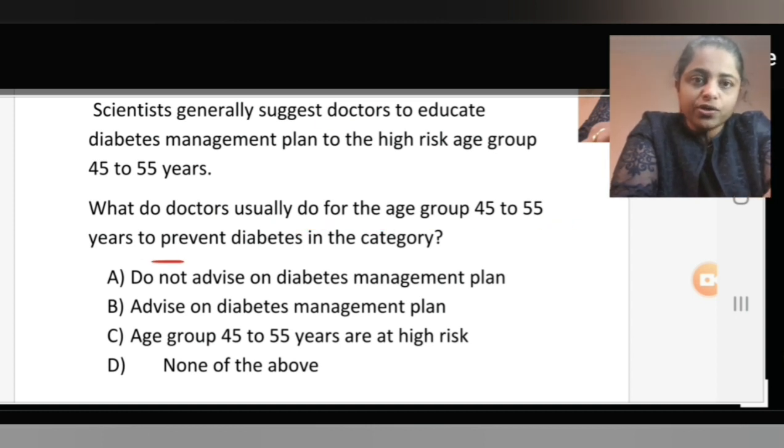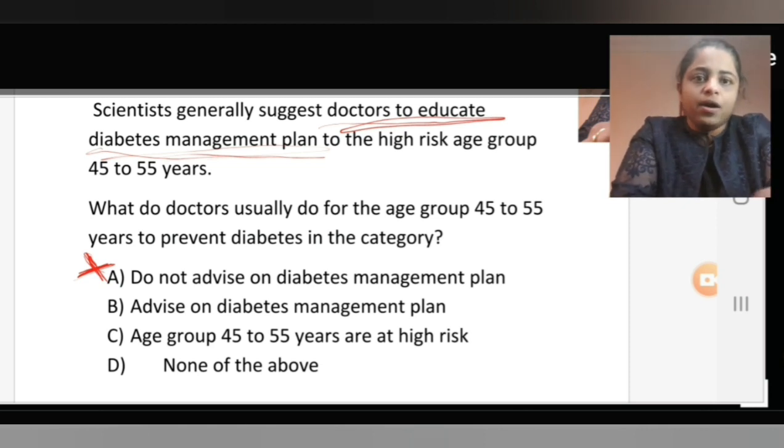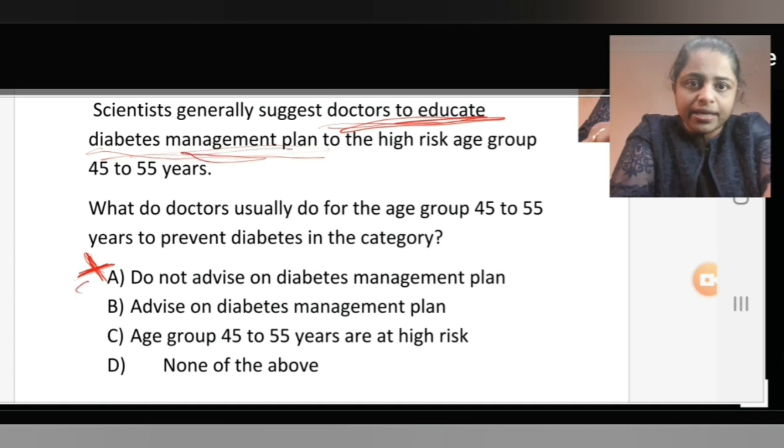If you go to the text, the first option says donate advice on diabetes management plan, whereas the text clearly says doctors to educate on diabetes management plan. That is entirely opposite to option A, so we have confirmed that option A is not the answer, and I've crossed that off. Now let's go to option B, advice on diabetes management plan. Yes, it does say doctors to educate on diabetes management plan. That can be a query. Before I confirm, I just put a question mark.